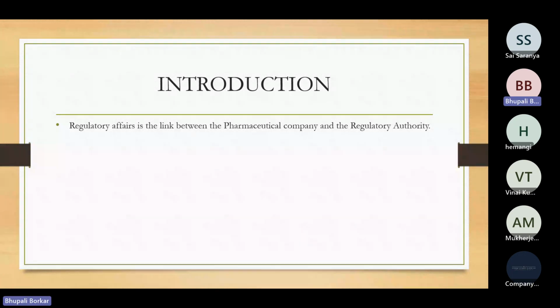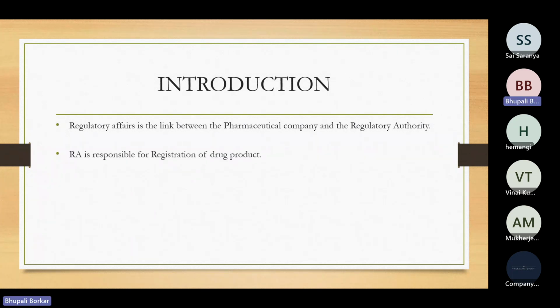So, if we want to market any product in a particular country or particular region, we are the responsible person who should know all the guidelines related to that particular country so that we can market a product. In this way, we are the middle people who register a product into the market. This is how we form a link between a pharmaceutical company and the regulatory agencies.